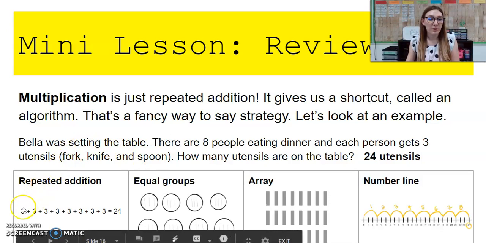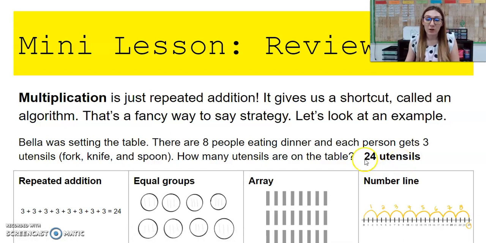So we could use repeated addition. We could add this 3 over and over and over 8 times to get a product of 24. We could use equal groups. We could have 8 groups and put 3 utensils in each group. We could use an array where we have 8 columns and 3 rows. Or we could use a number line counting by 3s 8 times. Whatever we use, we're going to get a product of 24.